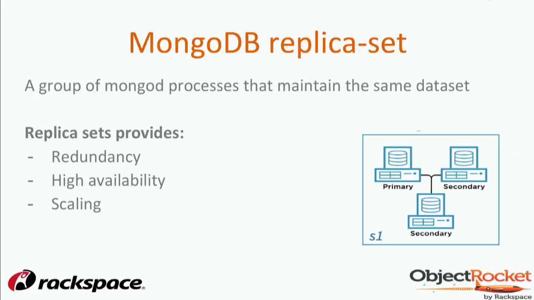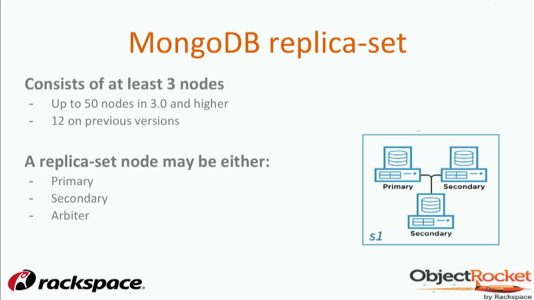Thank you. Some basics about MongoDB in order to understand how we're going to scale Sitecore in the next slides. A replica set in MongoDB is a group of MongoDB processes, and they offer redundancy, high availability, and some type of scaling if you're using secondary reads.